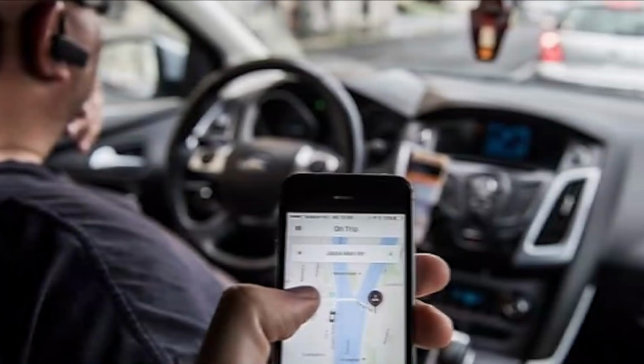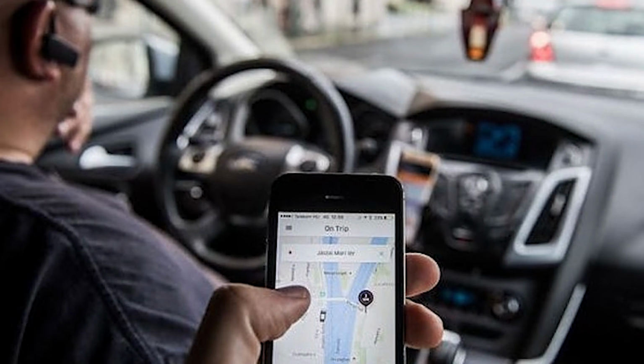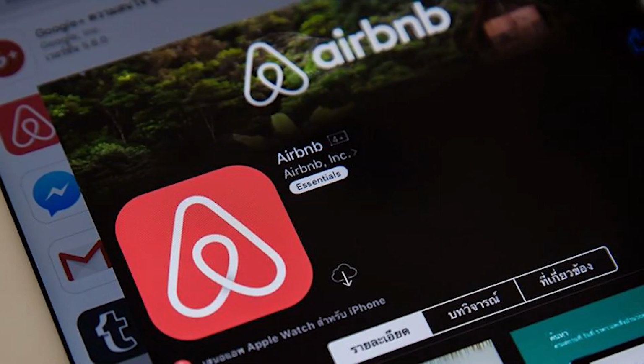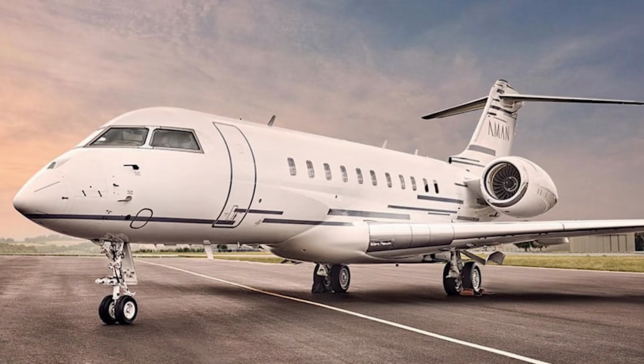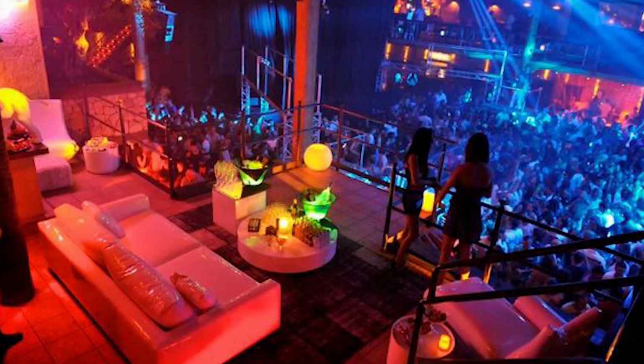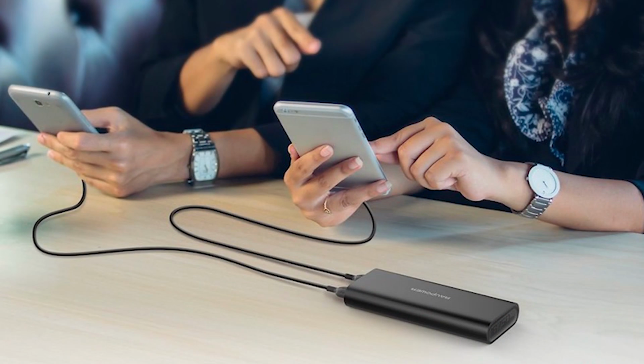For example, Uber and Bolt are used for moving around the city rather than using inefficient, expensive taxis. Airbnb for lodging rather than spending more in expensive hotels. Private jets for speed and maximum comfort. Concert tables for exclusivity, and then power banks for juicing up gadgets when you are on the go.